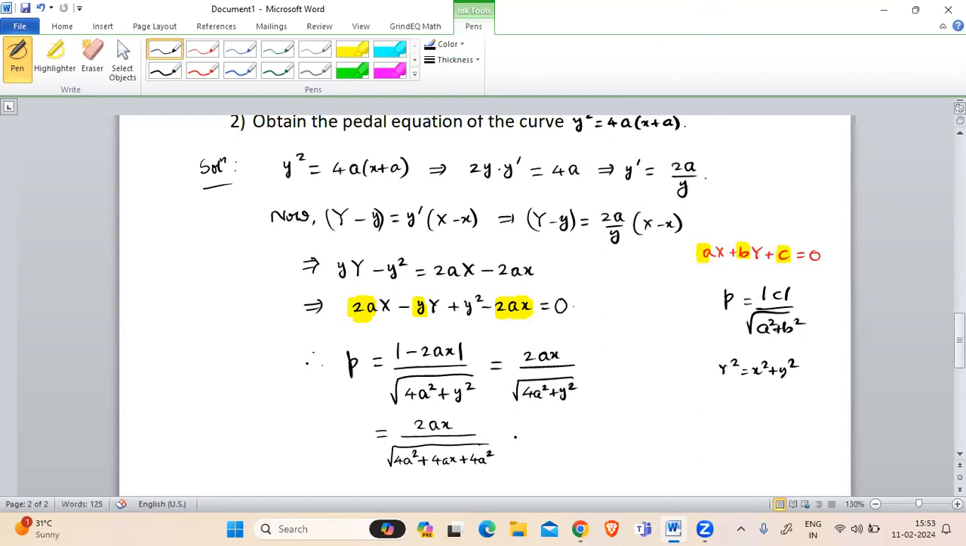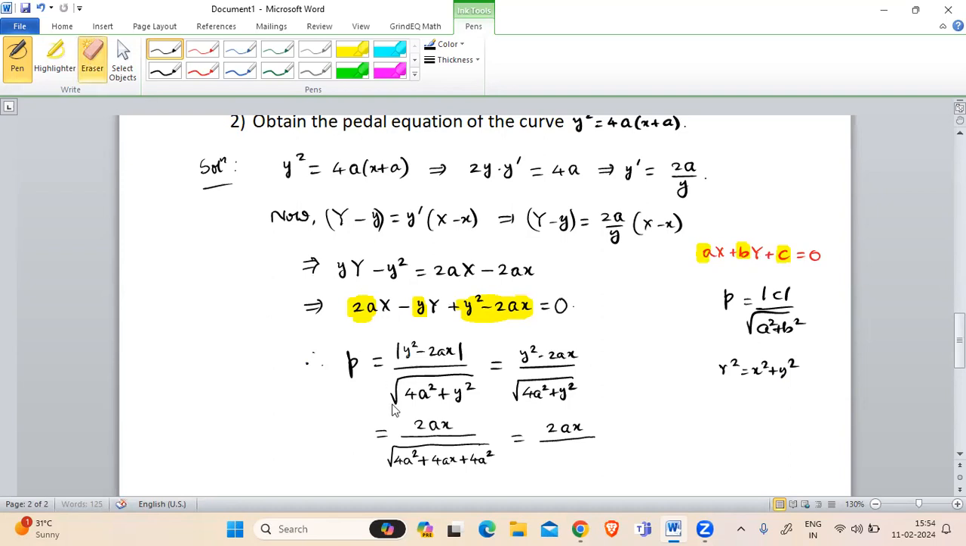Have I missed out any term? I'm sorry, I think I went a little wrong with this. As you can see here, this whole thing is c, so I've gone wrong with this c term. I'll rewrite this. So this will be y square minus 2ax. Accordingly, this will be y square minus 2ax.